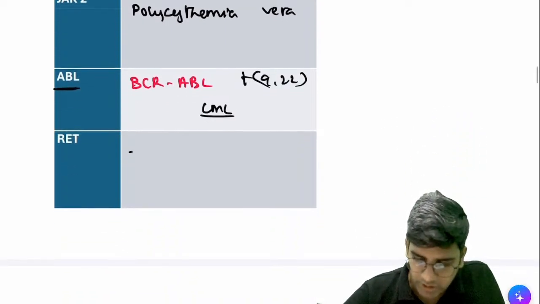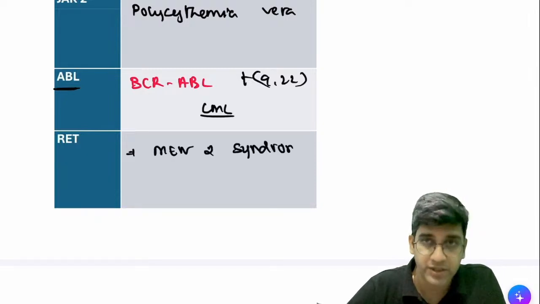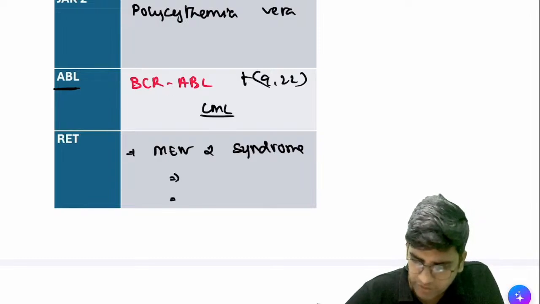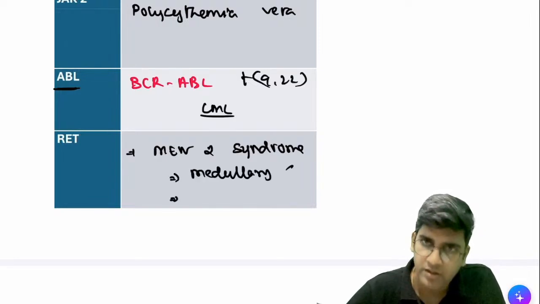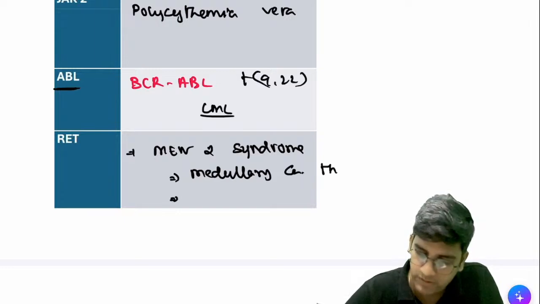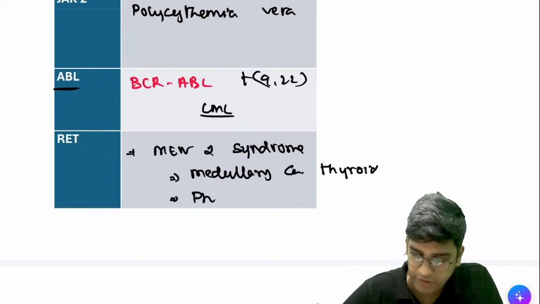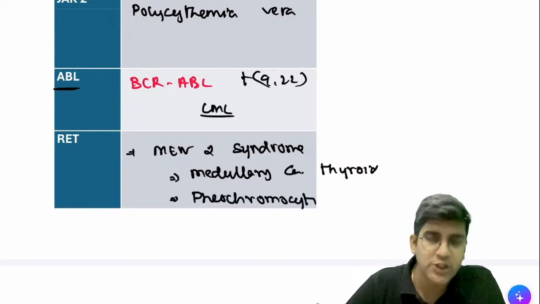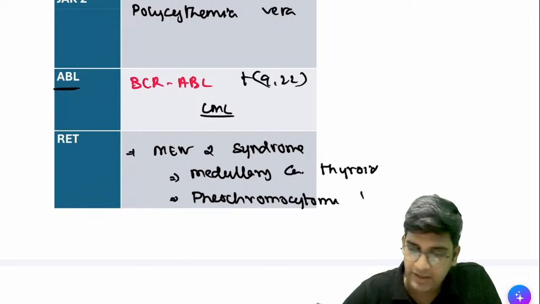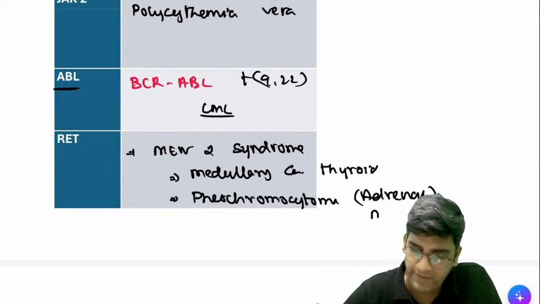RET proto-oncogene is a tumor seen in MEN2 syndrome. We have RET mutations. At least remember two things here. One is medullary carcinoma thyroid. That's a common finding in MEN2 syndrome. And also one more thing, which is your pheochromocytoma. Okay. Pheochromocytoma is a tumor seen in adrenal gland. Right? It's an adrenal tumor. You will see that in the adrenal medulla.